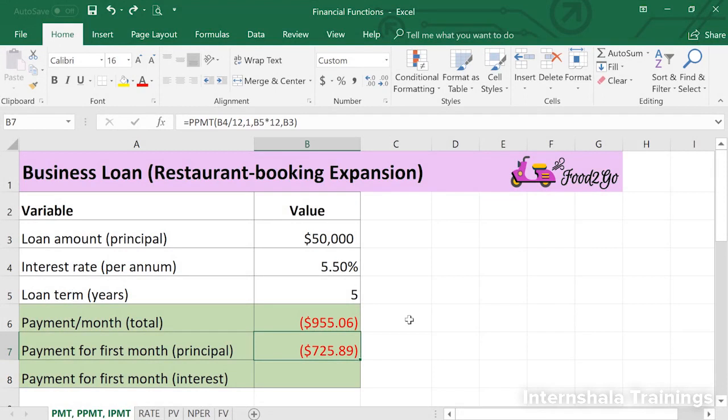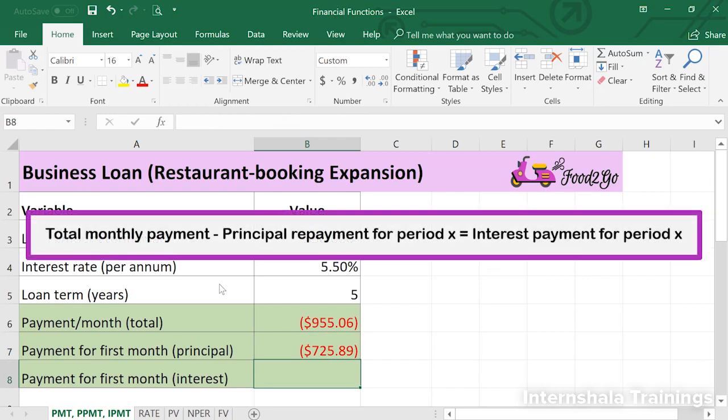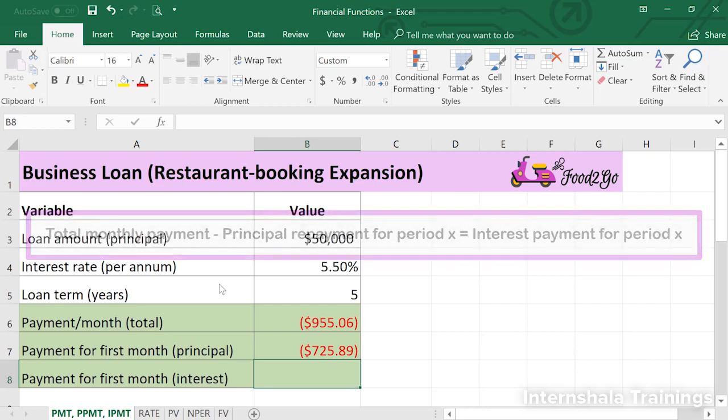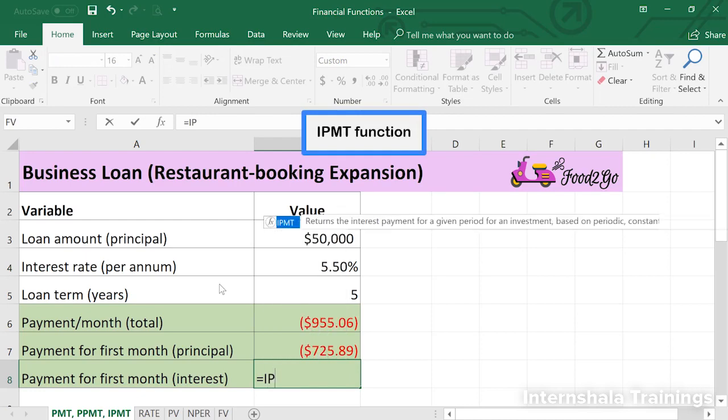So now, what about the amount that goes towards paying off interest every month? If we know the total monthly payments and the principal repayment amount in a period, we can simply subtract to find the interest payment for that period. But as you can imagine, this would take quite a while, so instead, we can use the IPMT function to calculate interest payments for any period.